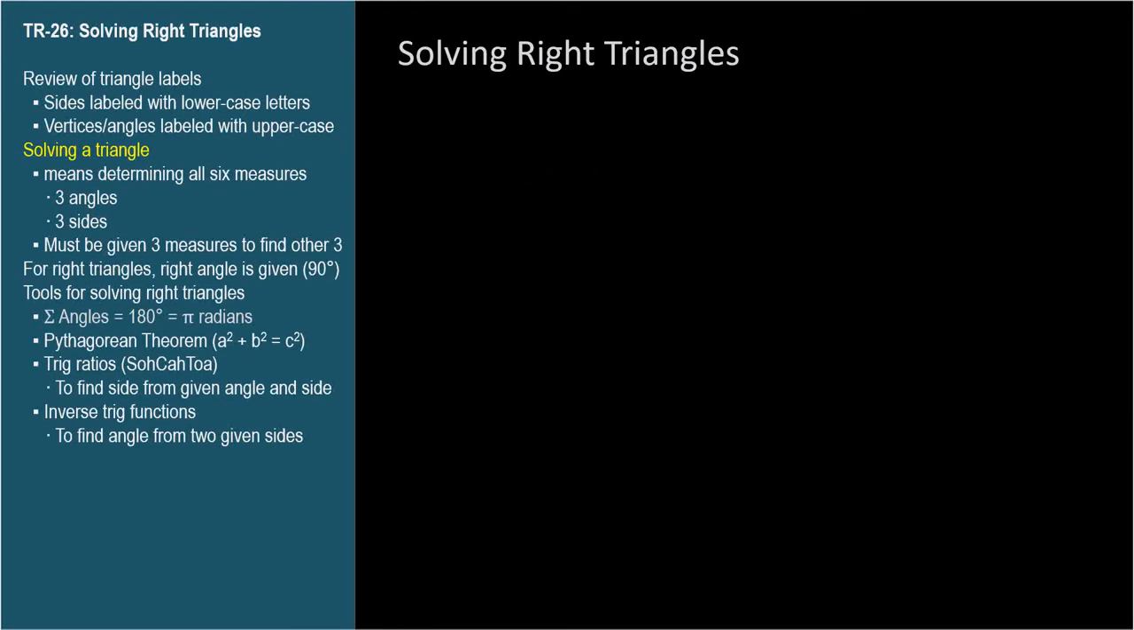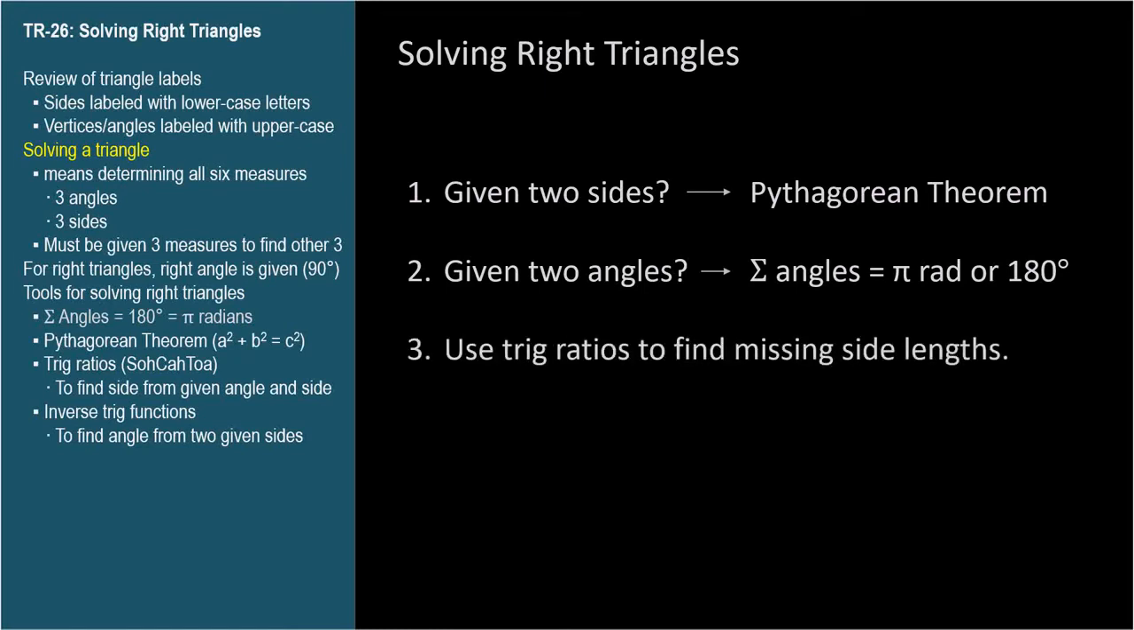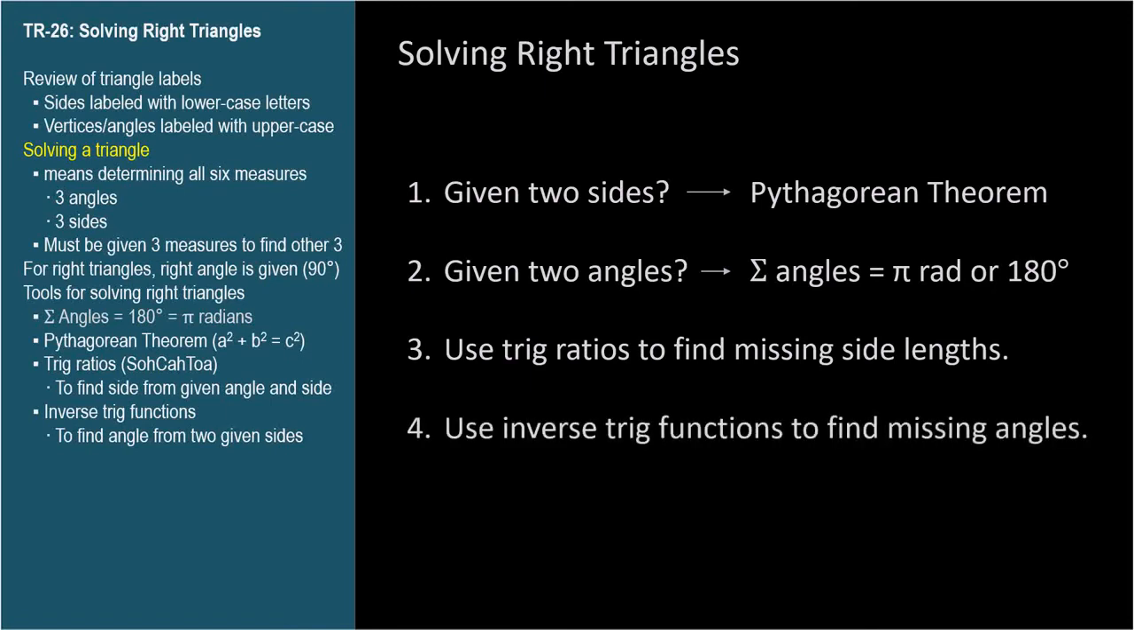Here's the strategy for solving right triangles. If you're given two sides, use the Pythagorean theorem to find the third side. If you're given two angles, all three must sum to 180 degrees, or pi radians, so subtract to find the missing angle. Then use trig ratios and Soh-Cah-Toa to find missing sides, and use inverse trig functions to find missing angles. Perhaps most importantly, use given instead of derived values when possible.